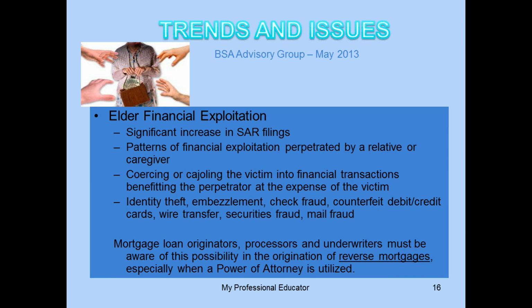In 2013, FinCEN advised that there had been a significant increase in elder financial exploitation, usually perpetrated by a relative or other caregiver, where they're talking the victim, the senior citizen, into transactions that would benefit the perpetrator but defraud the victim. Things like identity theft, embezzlement, check fraud, etc. So in the mortgage business, that would have to do with reverse mortgages or HECMs. So especially be diligent about reviewing these kind of applications when a power of attorney is involved. You want to really make sure that the person knows what they're getting into with a reverse mortgage.